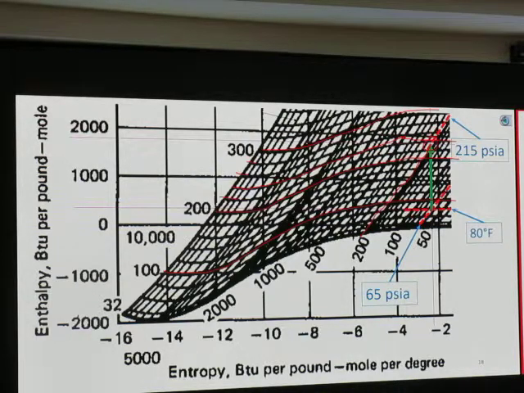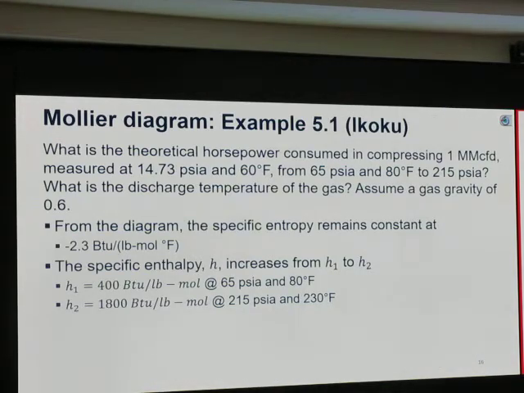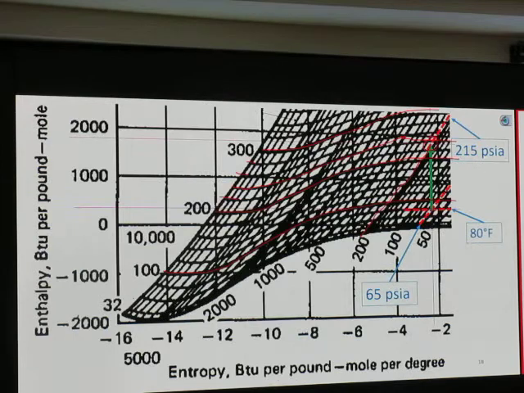So what we read is, number one, discharge temperature. After reading that, I got 230 Fahrenheit. That is the discharge temperature. The next thing to read is suction and discharge specific enthalpy, small h. Suction and discharge specific enthalpy is used to get the theoretical horsepower.